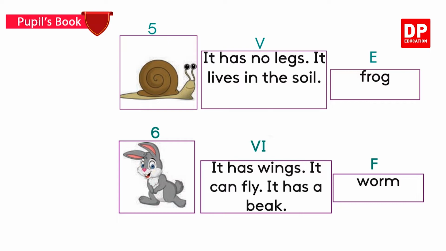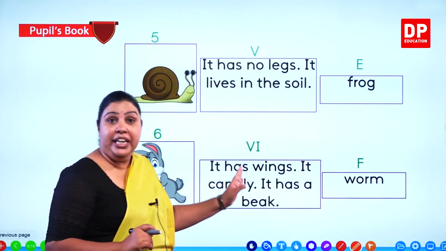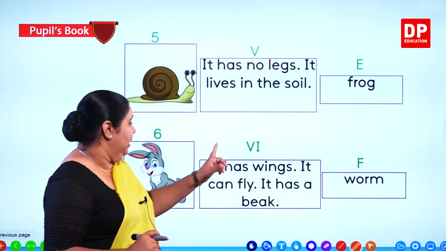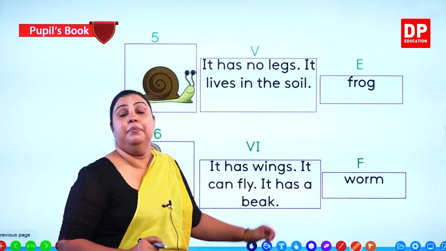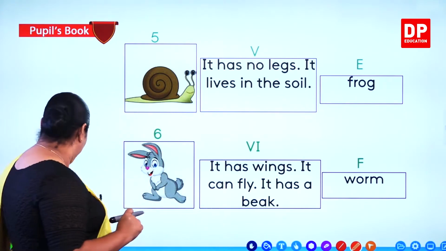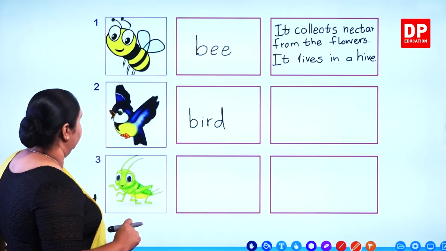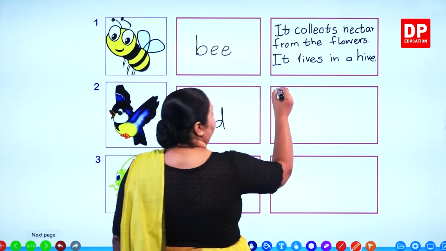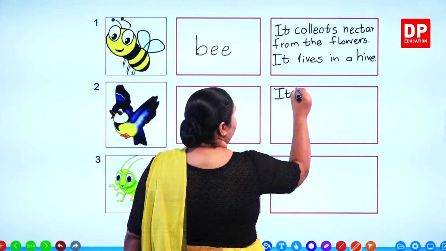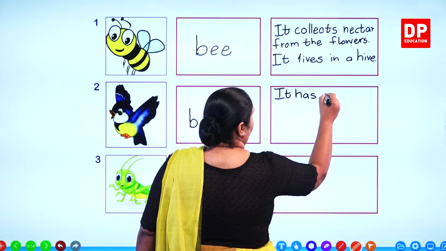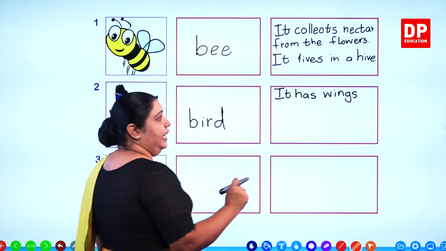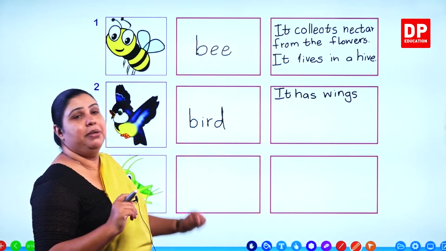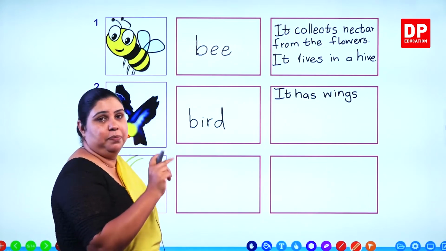Right, now we have the description of the bird. What does it say? It has wings. It can fly. It has a beak. So that is what we are going to write as the description for the bird. It has wings. It has wings. You have this in the book. You have to match them. Since they are on two pages and it is hard to match, teacher is writing it like this to show you. You have this description in the book.